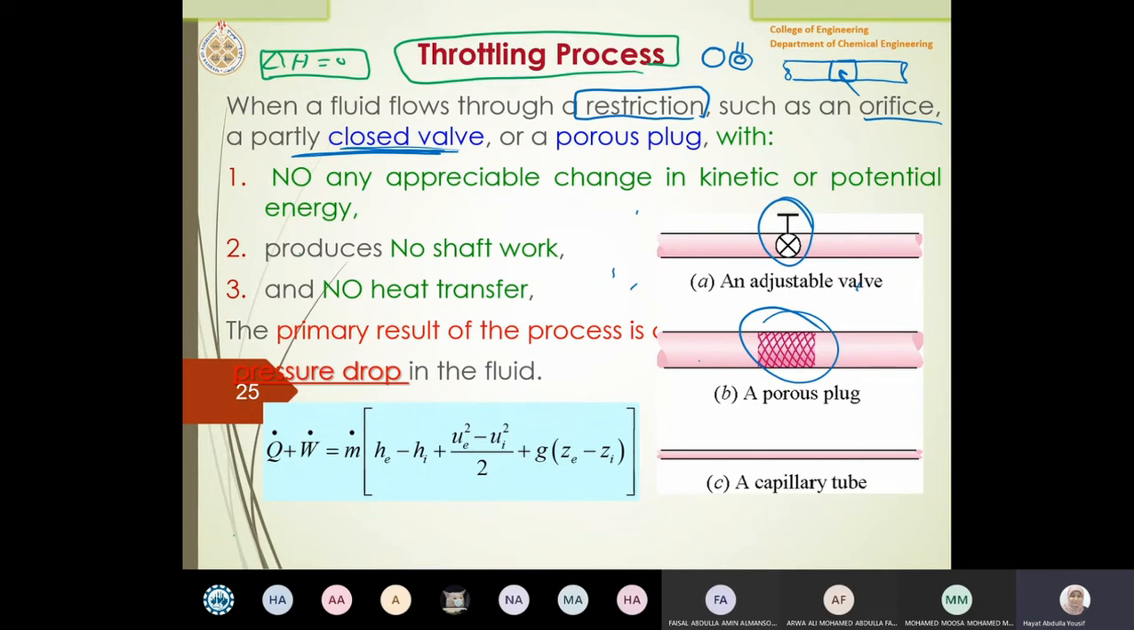So that is also a throttling process. It can be that we put a porous plug. A porous plug is kind of a membrane or sieve or sheet, like those used in water treatment, where such membranes treat the water by removing particles from it. When you put such restrictions in the piping system, you get a pressure drop in the system. And then it can also be a capillary tube.